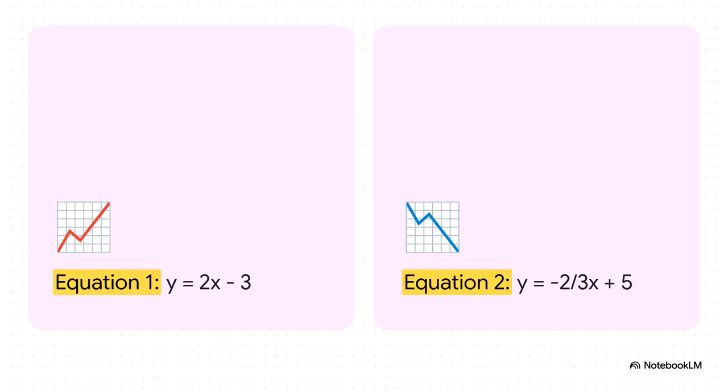For the first one, we'd start down at -3 on the y-axis, right? And then we use that slope of 2, which just means up 2 over 1, to draw our line. For the second one, we start way up at +5, and its slope -2/3 tells us to go down 2 and over 3. So you can already picture it. One line's climbing pretty steeply while the other is kind of gently falling. Where do you think they're going to meet?